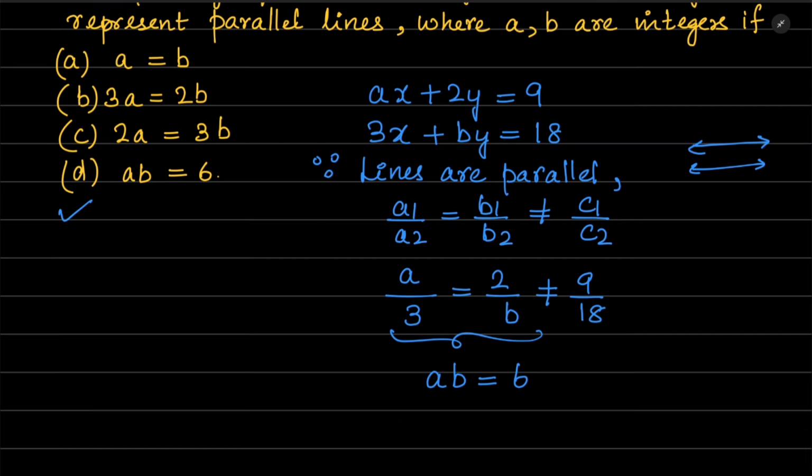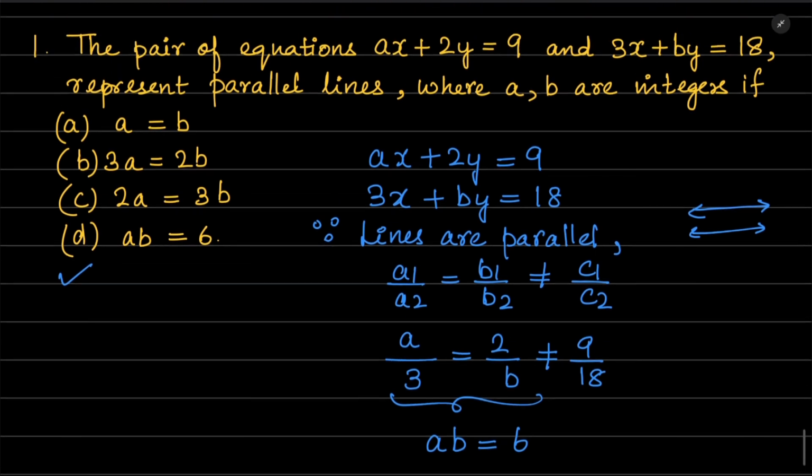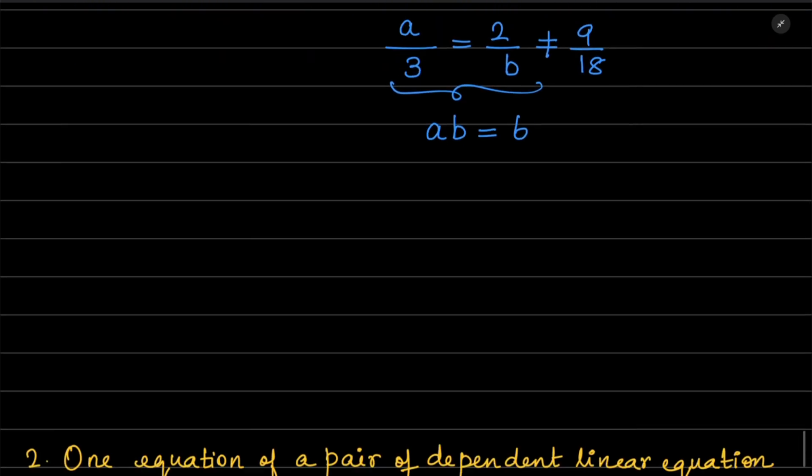So always remember, whenever lines are parallel, this is the condition to remember, that is a1 by a2 is equal to b1 by b2, but that's not equal to c1 by c2. How many solutions will it have? It will not have any solutions because the lines are parallel. And if it has no solution, how is the system? These two systems of equations are inconsistent. These are the things that you have to remember.